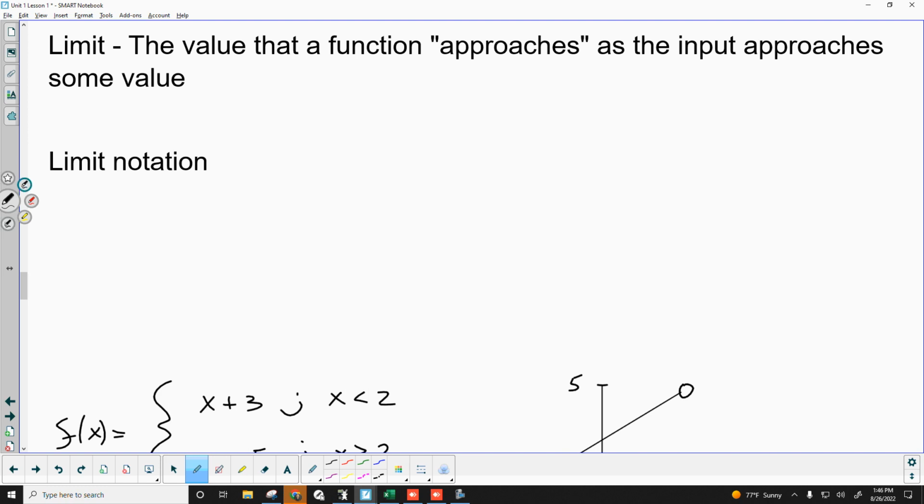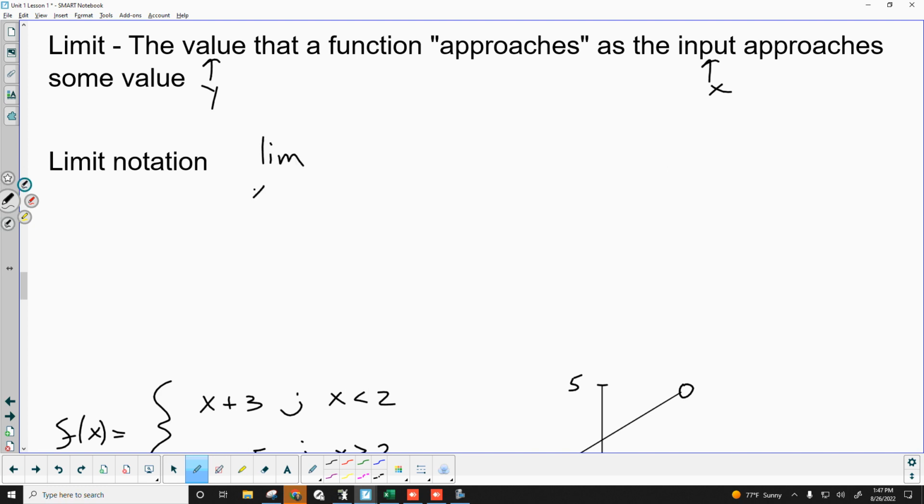Alright. Now, a limit. A limit is a y value that a function approaches as the input x value approaches some value. Okay? That seems like crazy, but I'll tell you, it's not. It's just what we were doing. It just looks different.